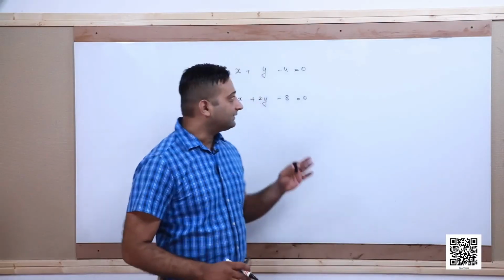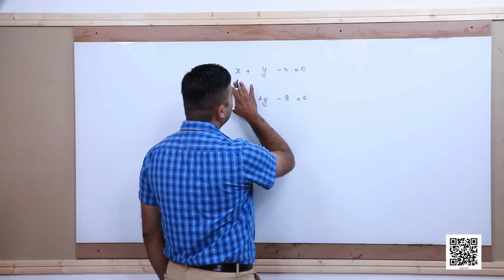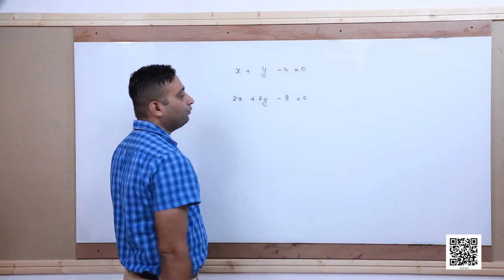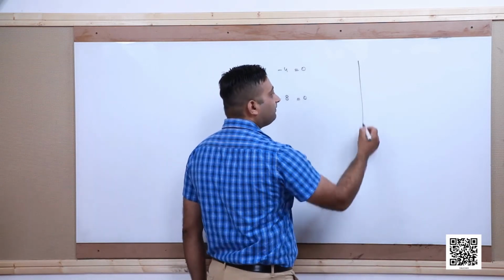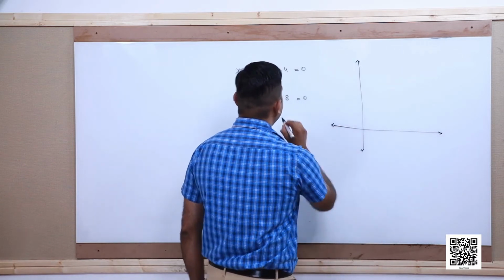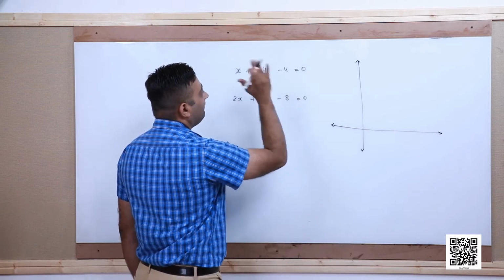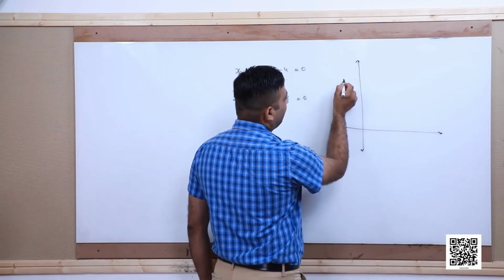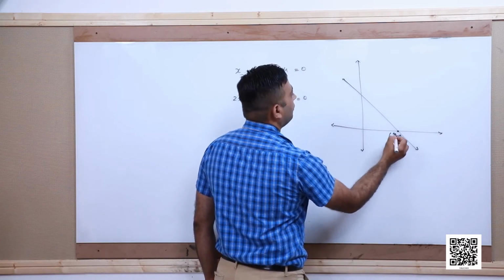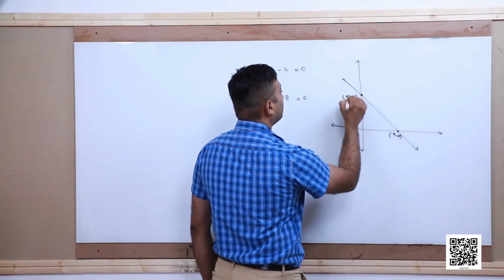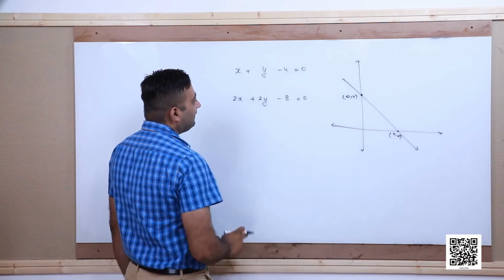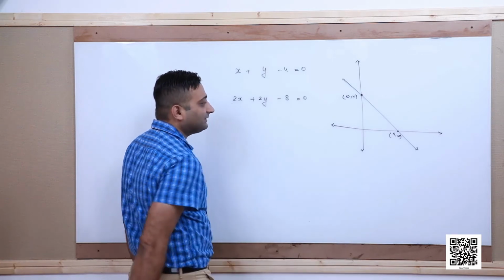Dear students, now let us consider a pair of linear equations represented by x plus y minus 4 equal to 0 and 2x plus 2y minus 8 equal to 0. Let us plot their graphs. We can easily see that x plus y minus 4 equal to 0 represents a straight line passing through 2 points, that is (4, 0) and (0, 4). And now let us plot the graph of another equation, that is 2x plus 2y minus 8 equal to 0.